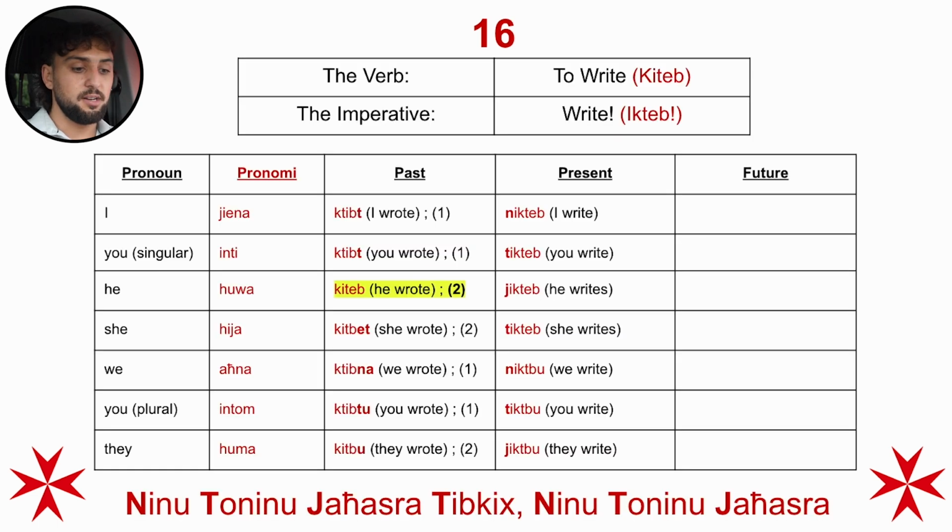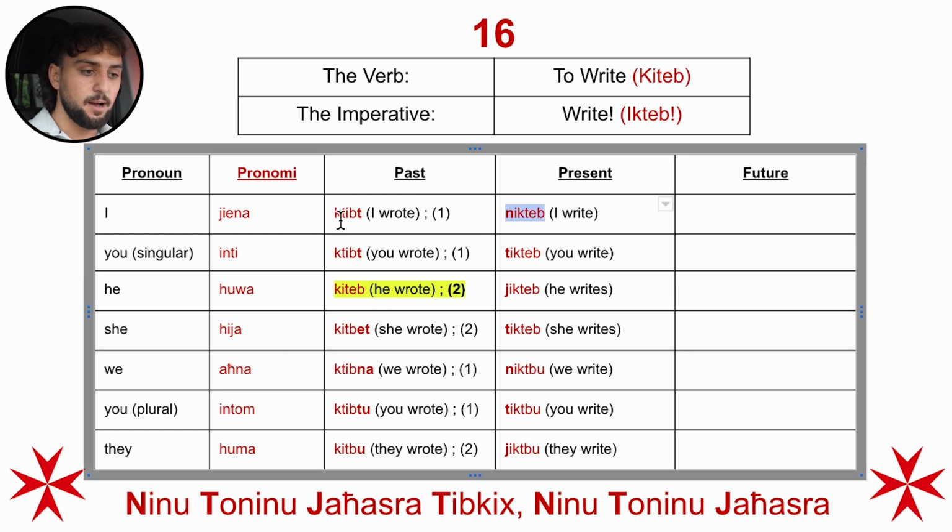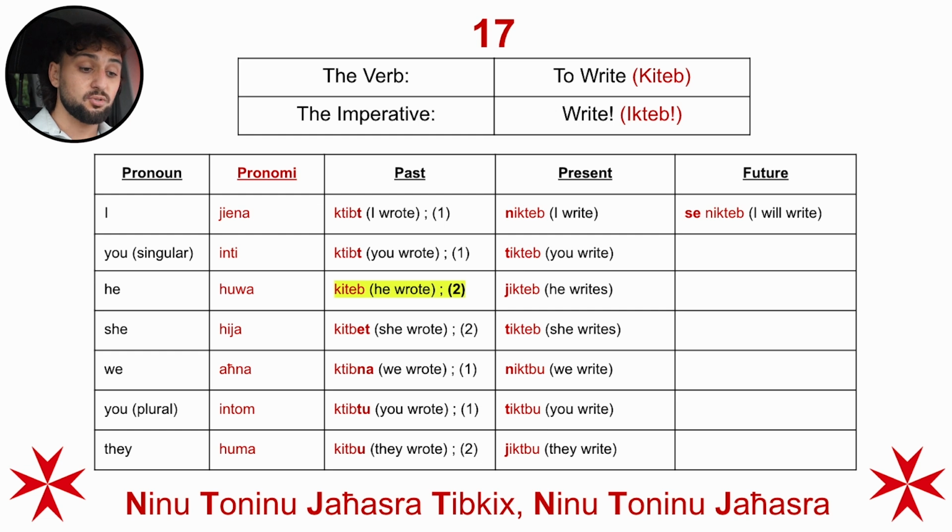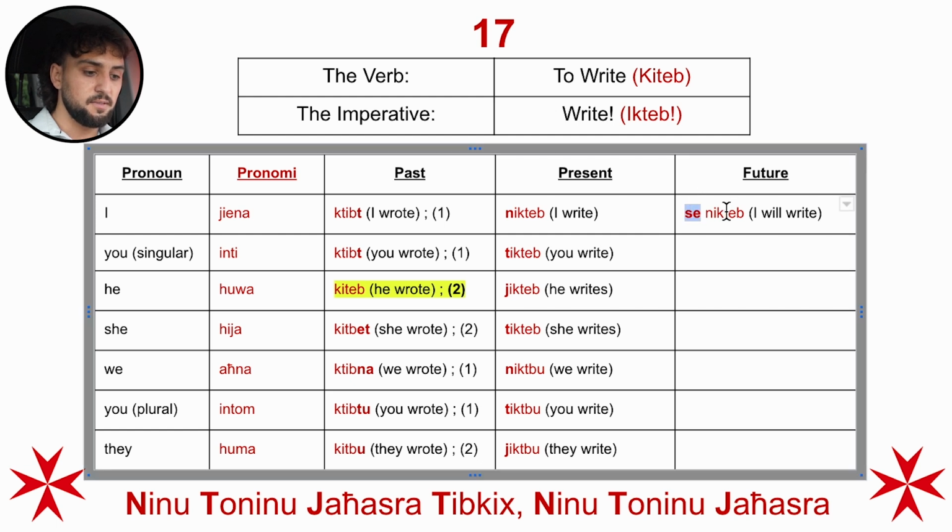So obviously we already know the present tense for the verb kieteb because we just went through it, right? Well, this is very beneficial because all we need to do now to work out the future tense conjugation is add that little two-letter word I just taught you, se, in front of the present tense conjugation. It's literally that simple. So let's take a look at the first one. Niktep will become se niktep. And this literally means I will write. It's the future tense. You see what I mean? We just added these two letters in front of niktep to work out the future tense conjugation.